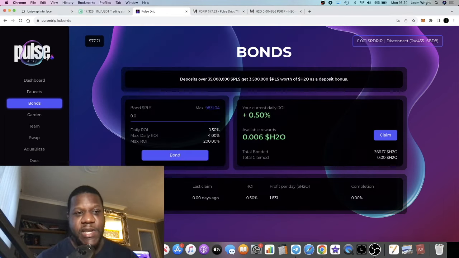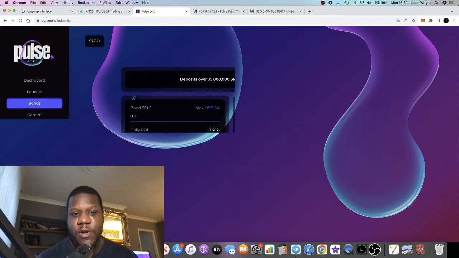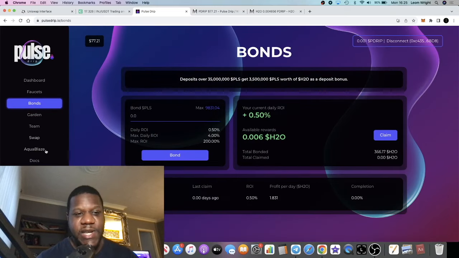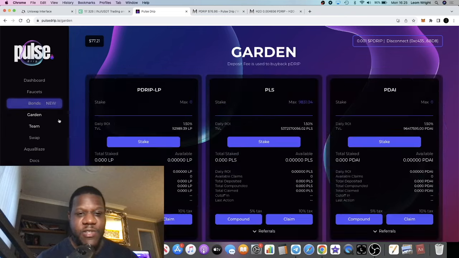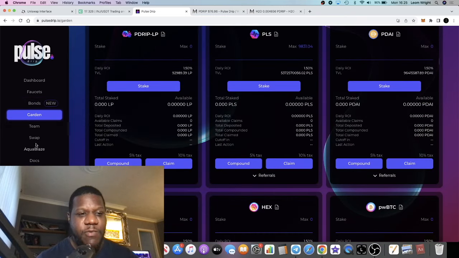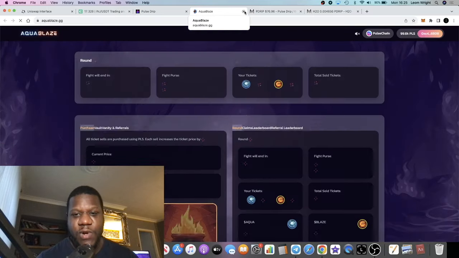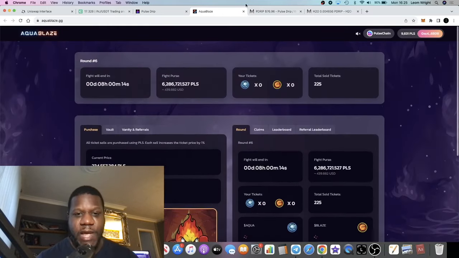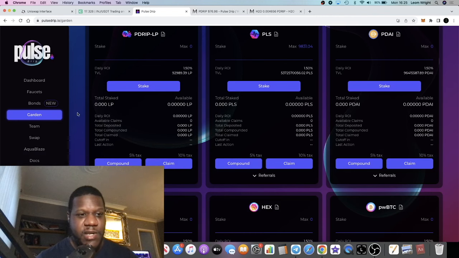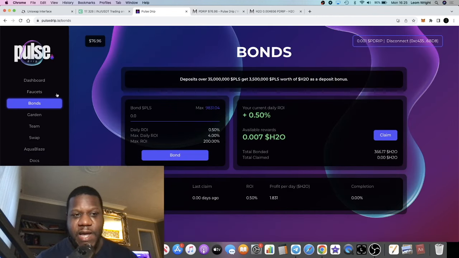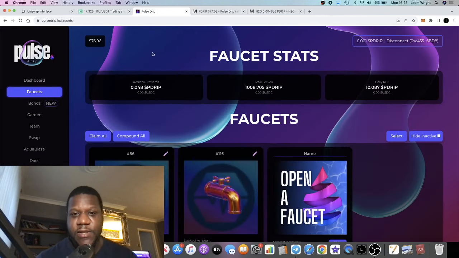Bullish. Obviously, you can see that the website has been updated, the logo, the team's been working behind the scenes in the background. So now we have the Drip Garden. Okay, we have the Aqua Blaze. Alright, guys, which we talked about before as well. Aqua Blaze, which I didn't use. We have the bonds now. And of course, the OG, the faucet.